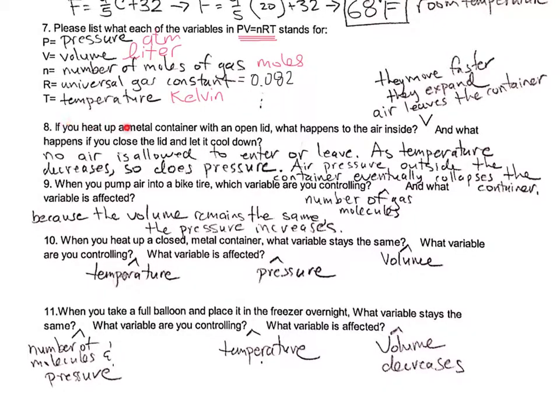But let's see. You heat up a metal container with an open lid. What happens to the air inside? So you're heating up a container with an open lid, so it'd be like this. What happens to the air inside? So originally you'd have these gas molecules like that, okay?